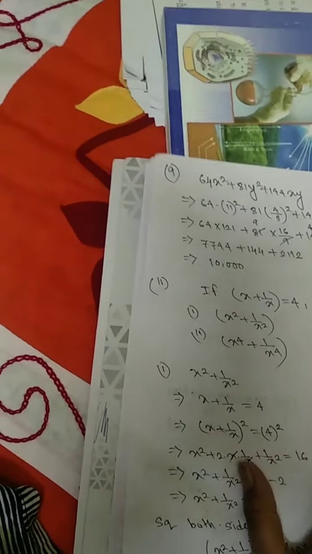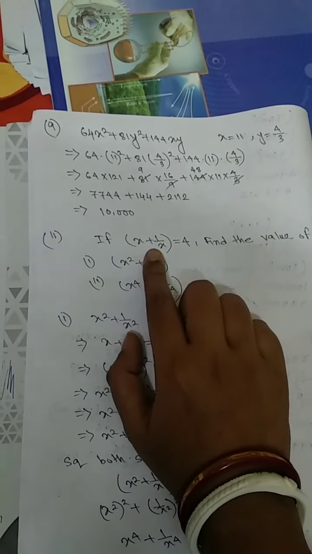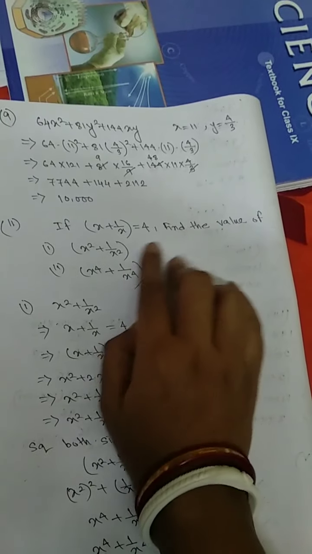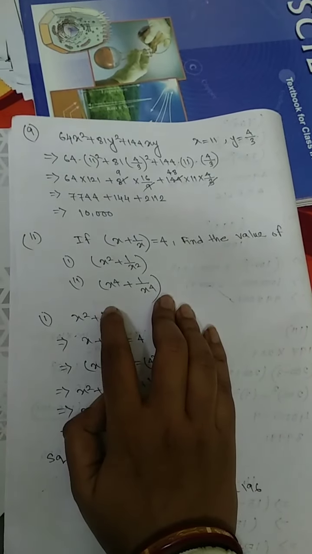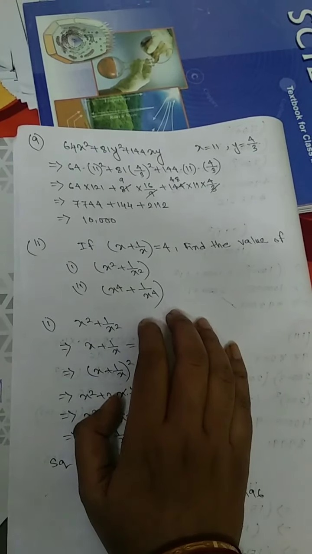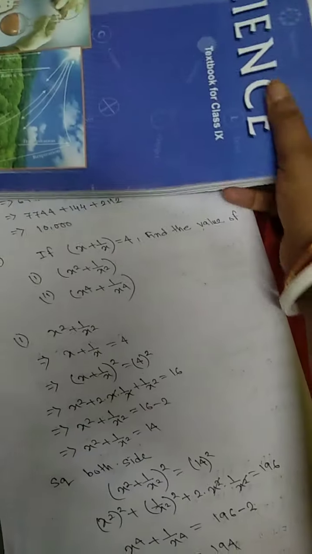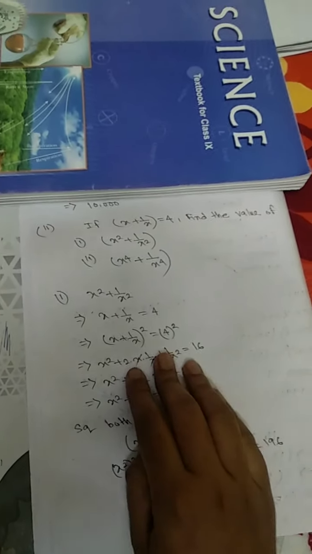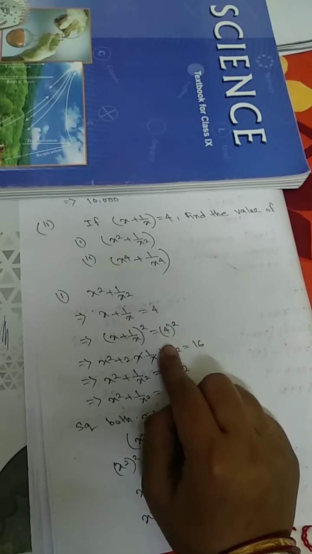Now see sum number 11. If x plus 1 by x is equal to 4, find the value of x square plus 1 by x square and x to the power 4 plus 1 by x to the power 4. So first we have to find out the value of x square plus 1 by x square. Now the value of x plus 1 by x is given.